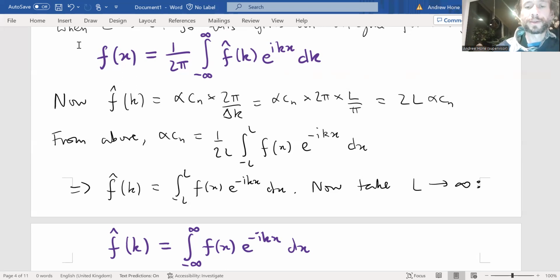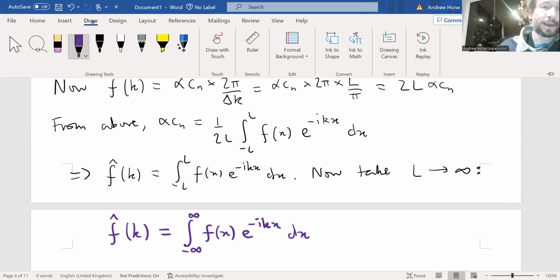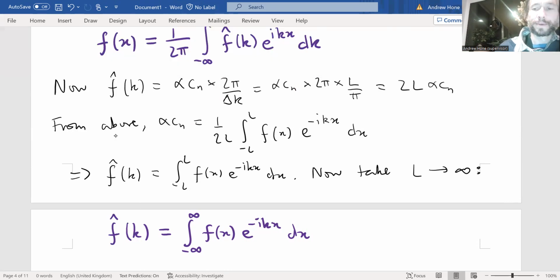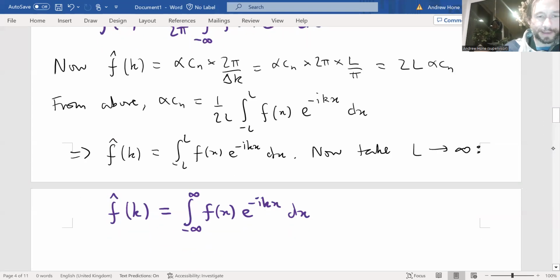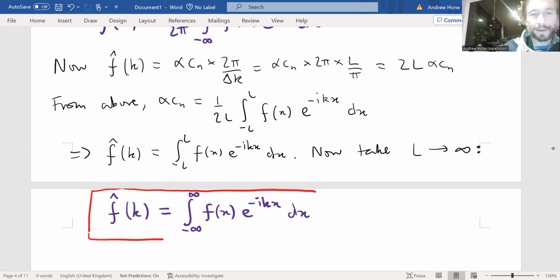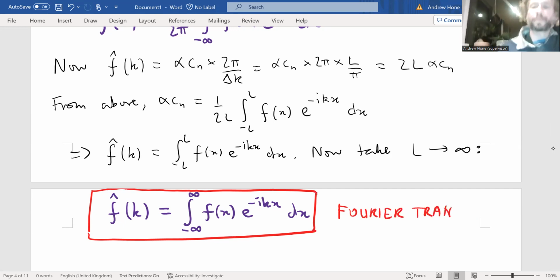Okay, so this is actually where we wanted to get to today. Let me get another color. Let me try and get red. Okay, so this thing here, I'm going to try and put that inside a red box. So this thing here is what's called the Fourier transform of the function f, function of x.